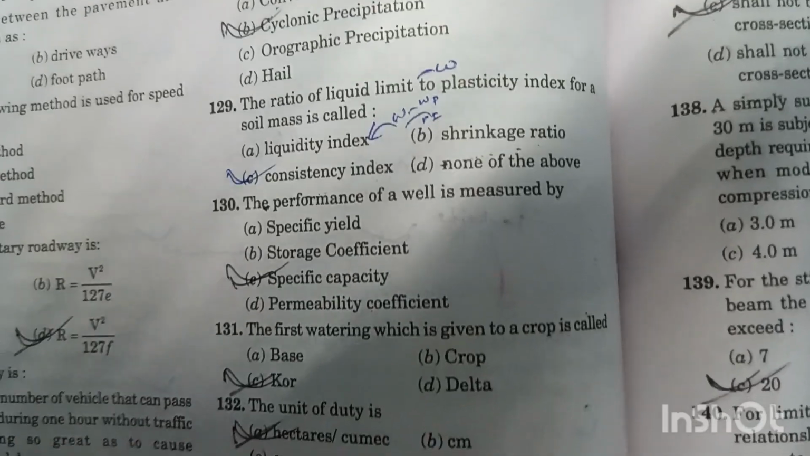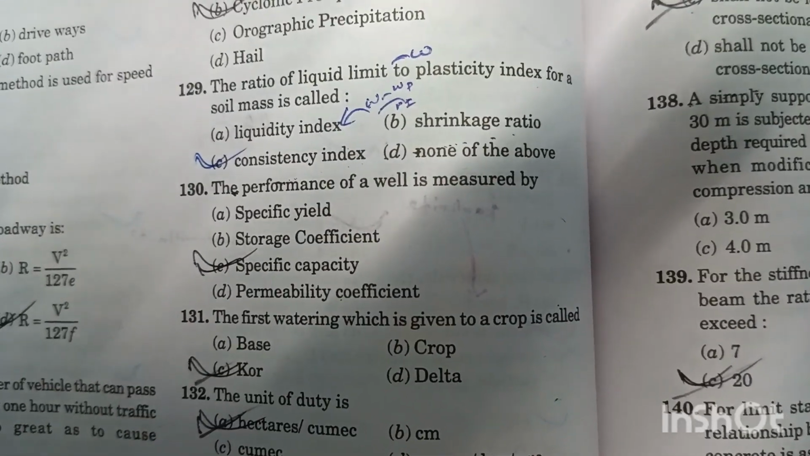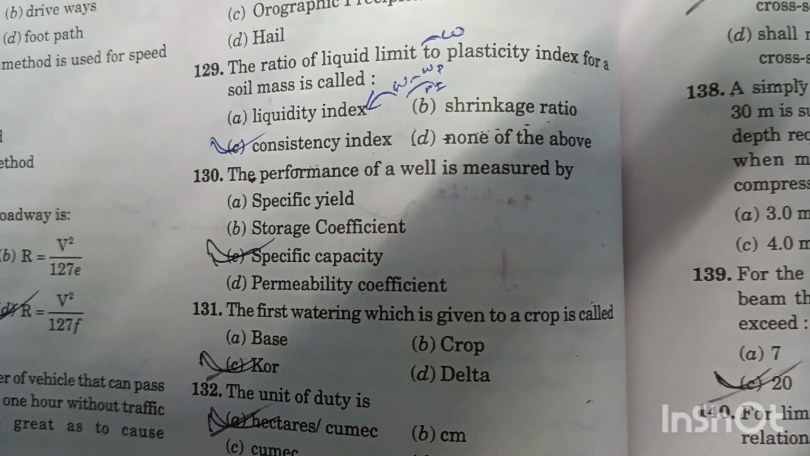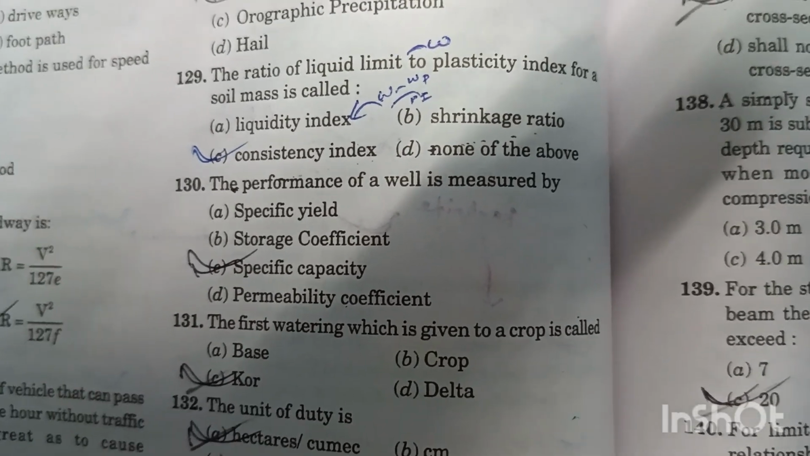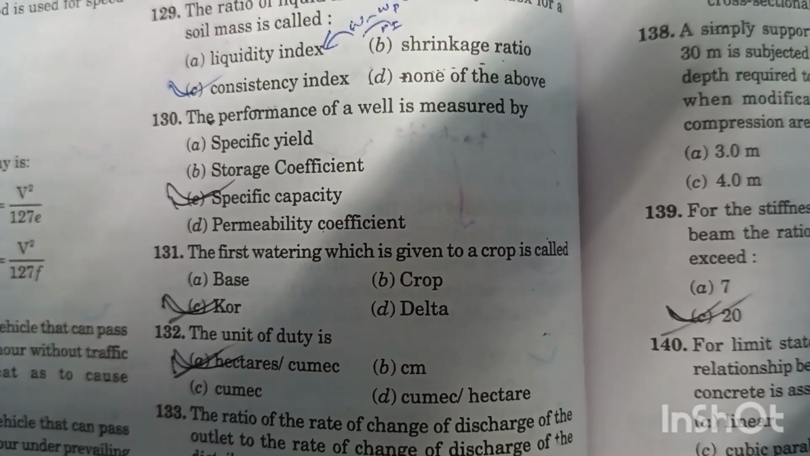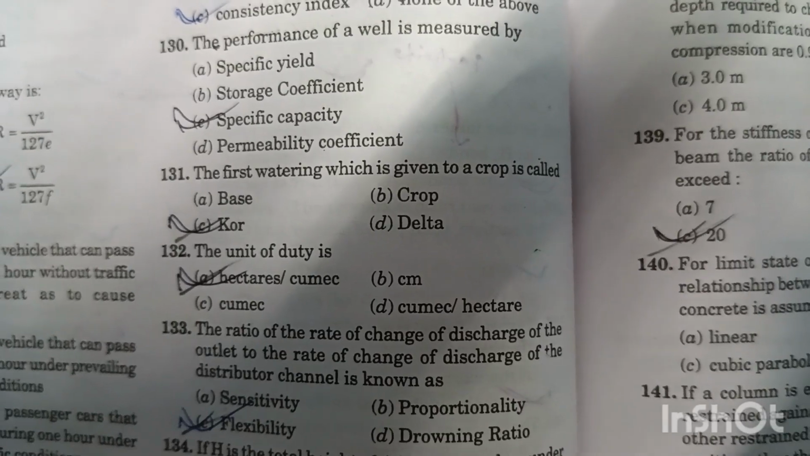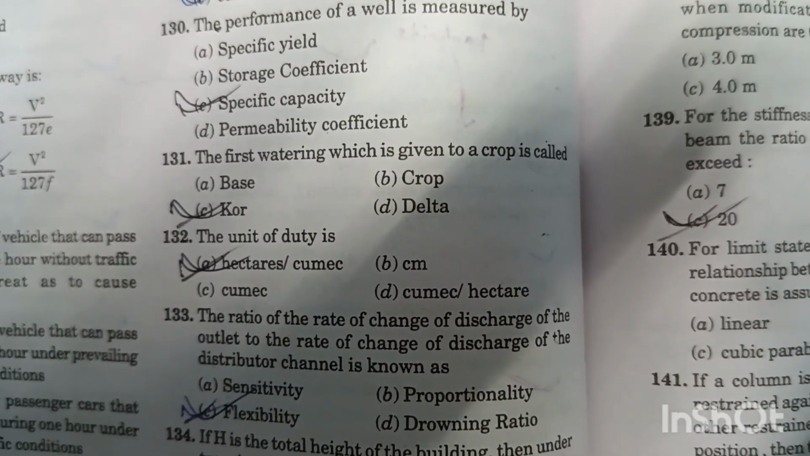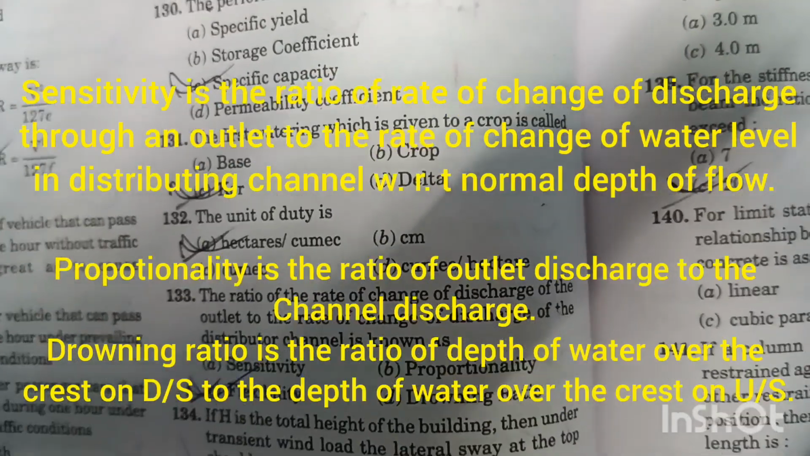Question number 131. The first watering which is given to a crop is called paleo. Paleo not given, so actually kor watering is the watering when the crop has grown a few centimeters. So option C is the right option. Question number 132. The unit of duty is hectares per cubic. Option A is the right answer. Question number 133. The ratio of rate of change of discharge of the outlet to the rate of change of discharge of the distributing channel is known as flexibility. Option C is the right answer.